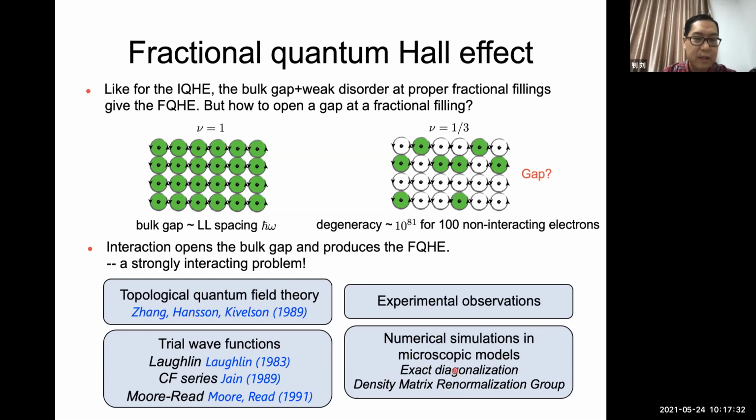Of course, all theoretical results should be compared with experimental observations. Now I would like to introduce more about the trial wave function. I will show you an example, the Laughlin wave function. Well, here, trial wave function means we can first guess what the ground state is at a specific filling factor. Then we make some predictions based on this trial wave function. Then we compare with numerical simulations and experimental observations.